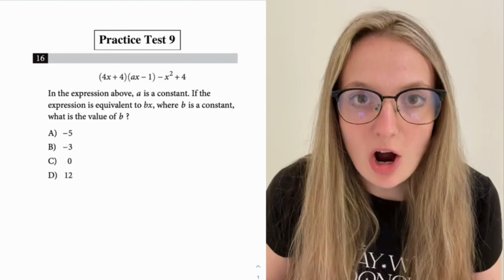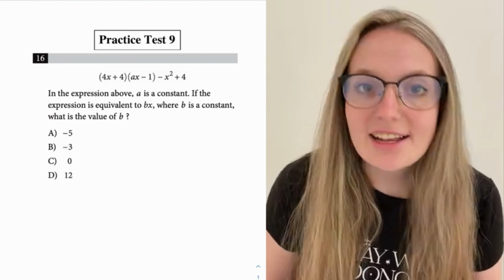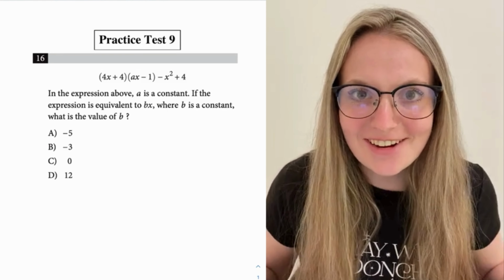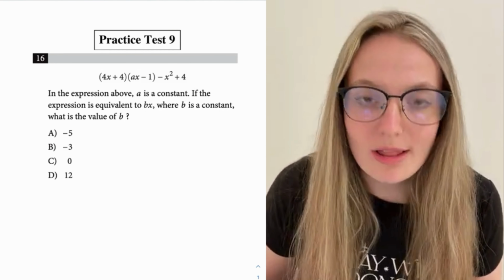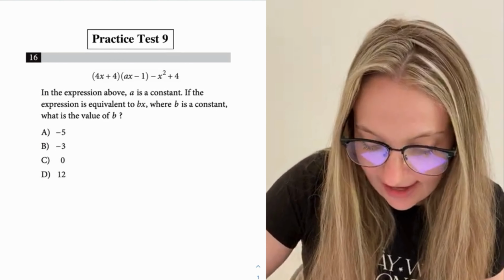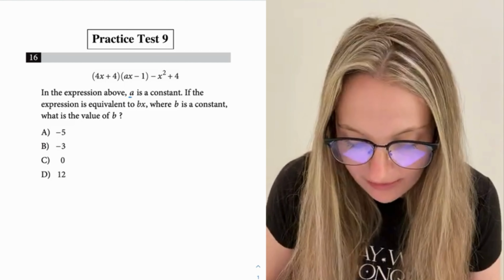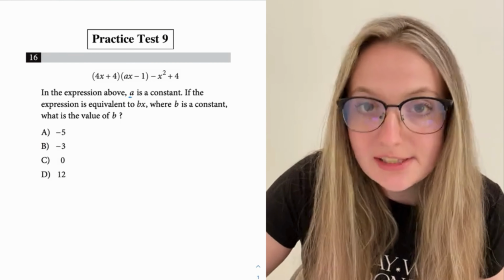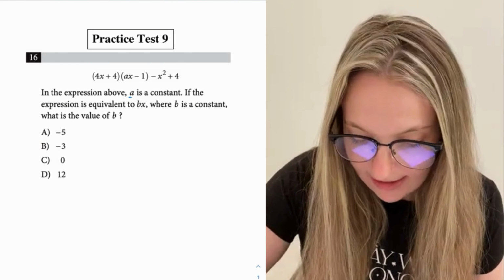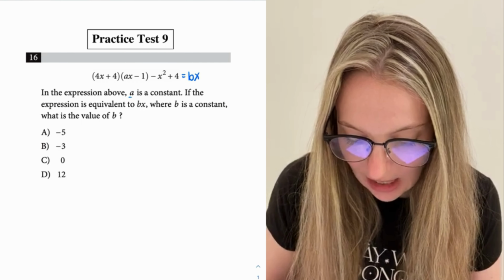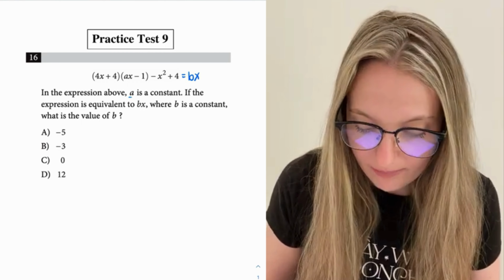Alrighty, so here we are, practice test 9, SAT challenge problem of the day, very exciting. Let's check it out. So they tell us that a is a constant, just means it's a number, nothing to stress out about. If the expression is equivalent to bx, let's go ahead and write that down. So if the expression is equal to bx, where b is a constant, what is the value of b?